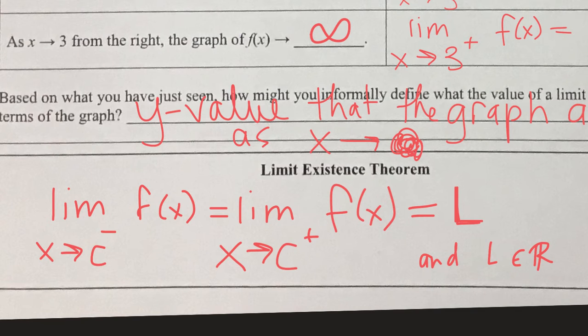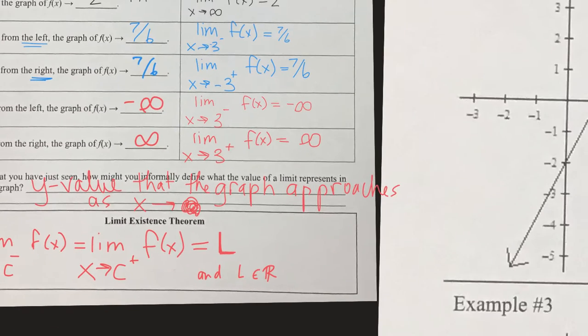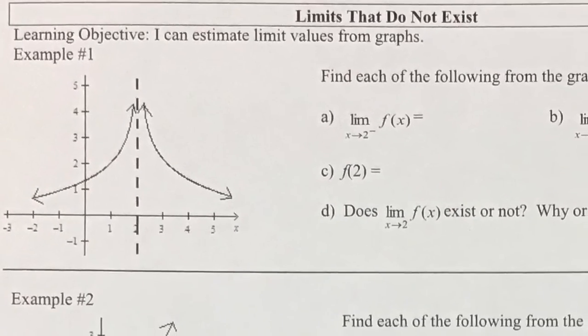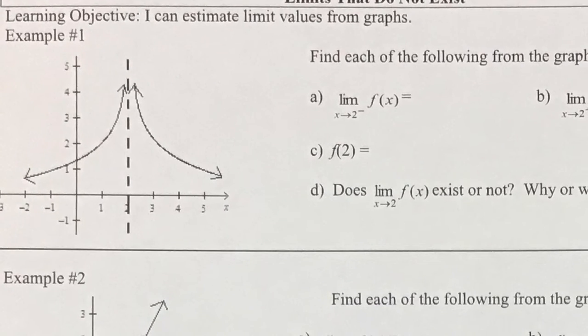So for a limit to exist, the left side limit must be equal to the right side limit, right? Your graphs are going towards the same points. And that point happens to be a real number. Okay, so not infinities. Infinities don't count as real numbers. Okay, so let's come over here and look and see an example of a limit that does not exist. So limits that do not exist.